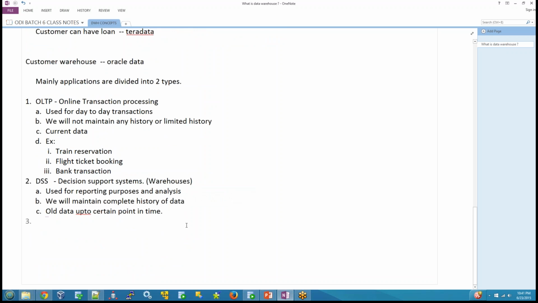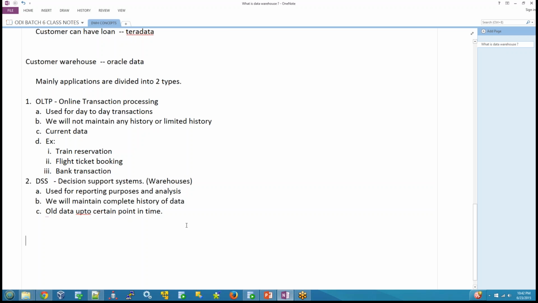Is everybody clear with the definition of decision support systems and OLTP systems? Yes or no, please? I want to know if everybody is clear. Yes, sir. Okay, let's see.